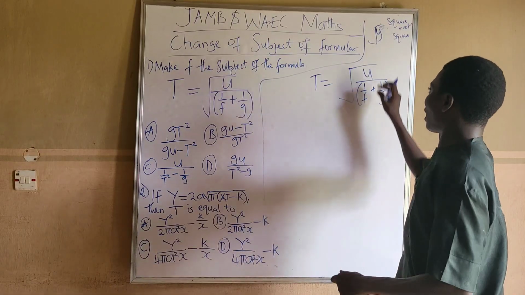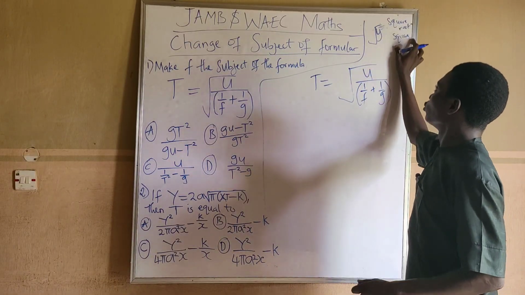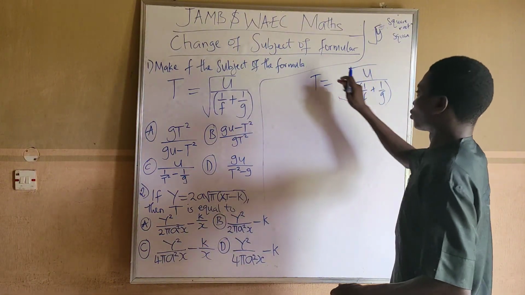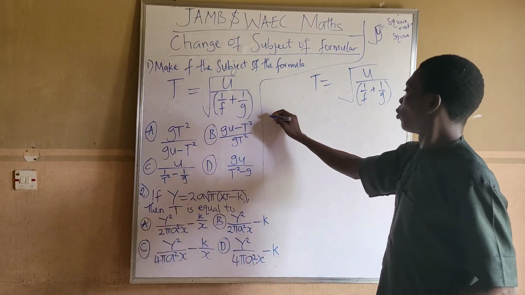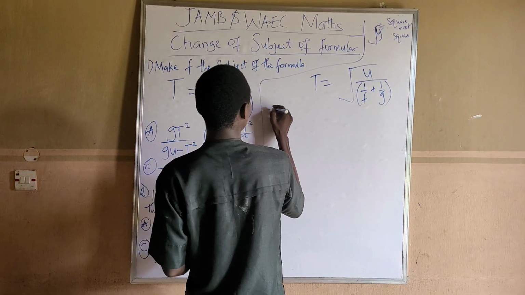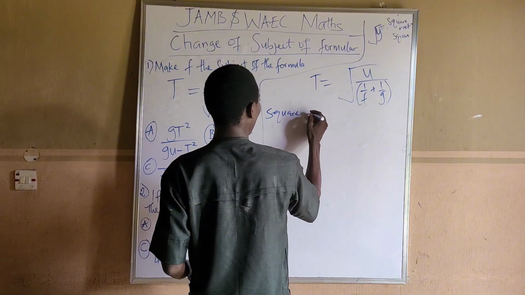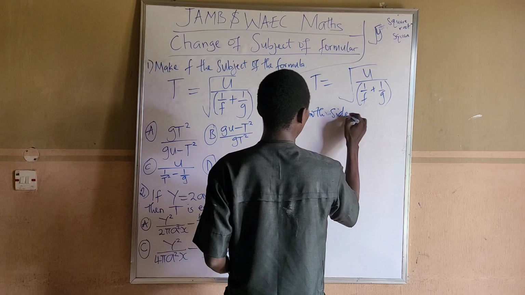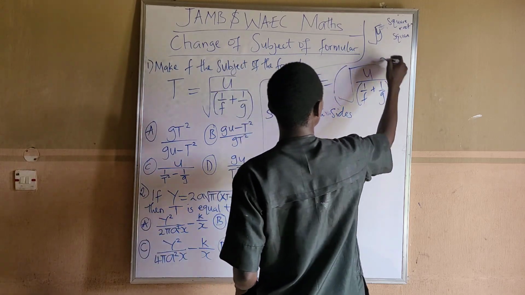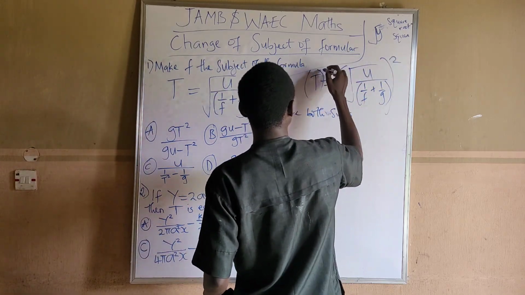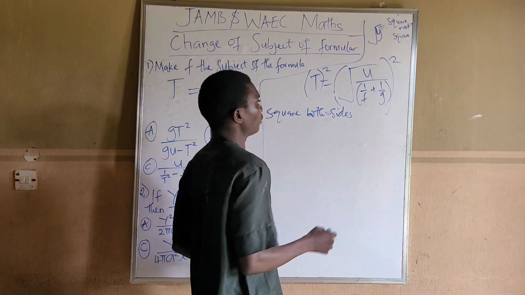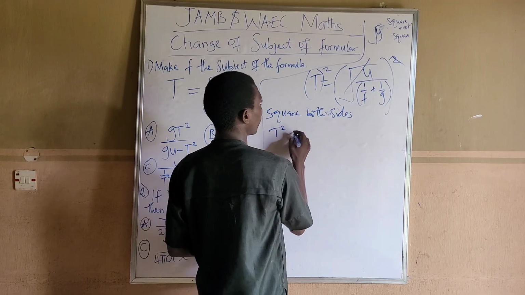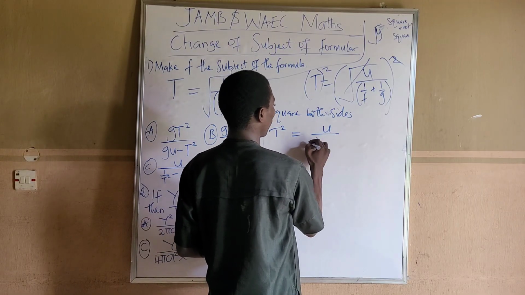Now looking at this question, we have square root here. So if you want to cancel square root, you do what? You square both sides. If you are squaring one side, you must square the other side as well. So you square both sides. You say this square and this square. Okay, so now we cancel this square root. We are left with what? t square equals u over 1 over f plus 1 over g.